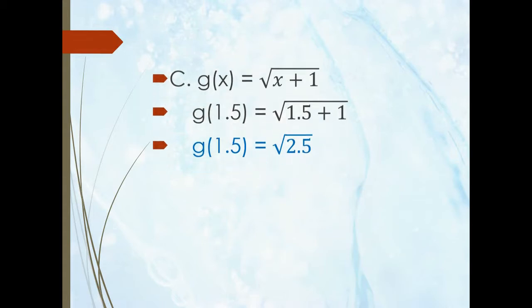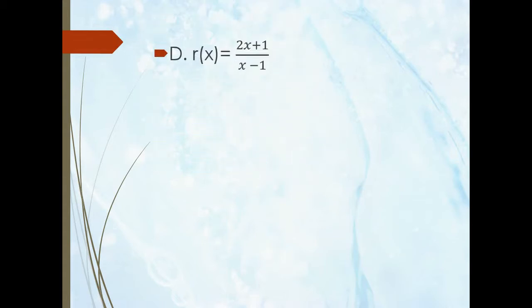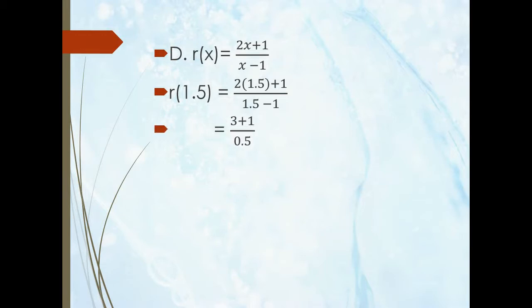Letter D. r of x is equal to 2x plus 1 over x minus 1. So r of 1.5 is equal to 2 times the quantity 1.5 plus 1 over 1.5 minus 1. That becomes 3 plus 1 over 0.5. So that becomes 4 over 0.5. So r of 1.5 is equal to 8.